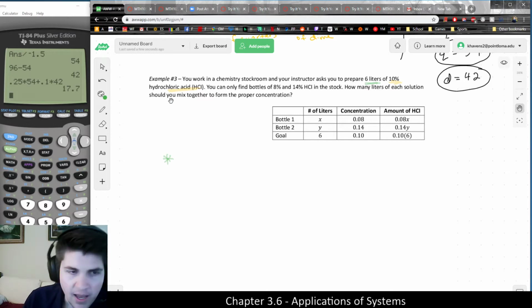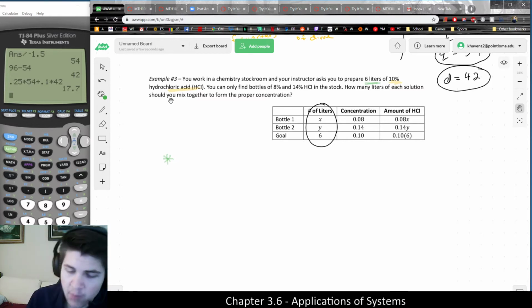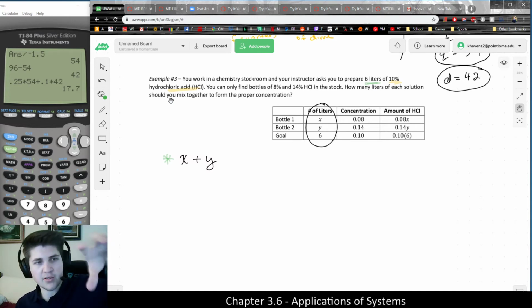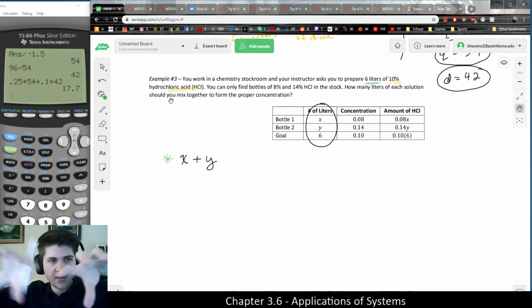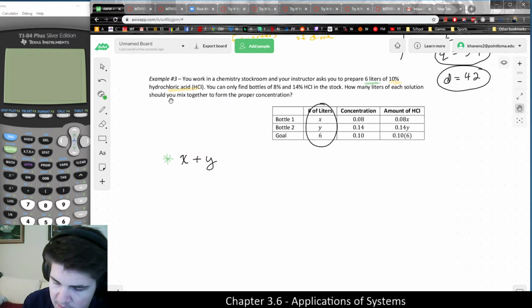In this case, I know I have 6 liters of solution. Like in a similar way as before, I'm calling X the number of liters of my 8% solution, and Y the number of liters of my 14% solution. When I add those two amounts together, I have some amount of liters in this bottle, and some amount of liters in this bottle. Together they should make 6. X plus Y should be equal to 6.